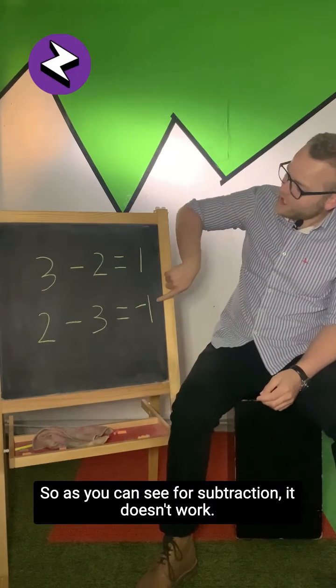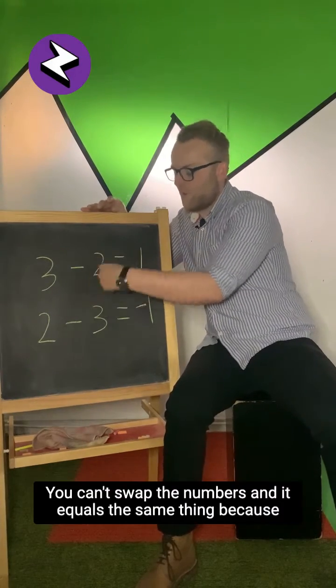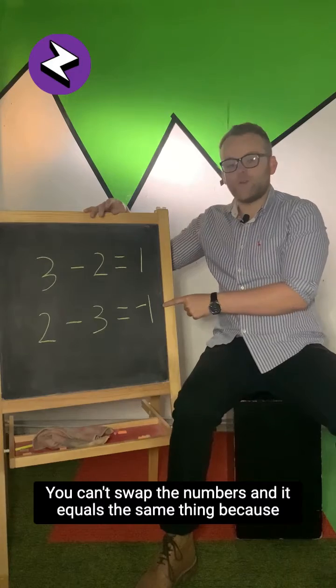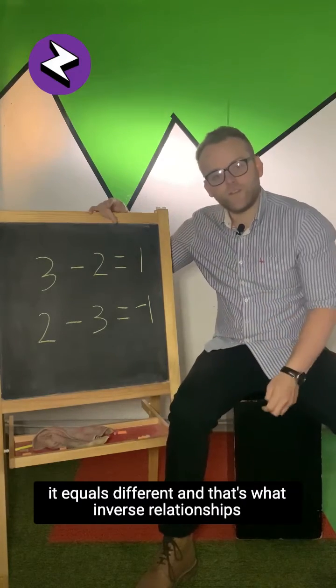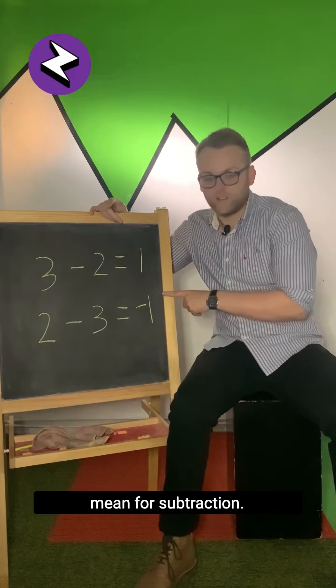So as you can see, for subtraction, it doesn't work. You can't swap the numbers and it equals the same thing because it equals different. And that's what inverse relationships mean for subtraction, okay?